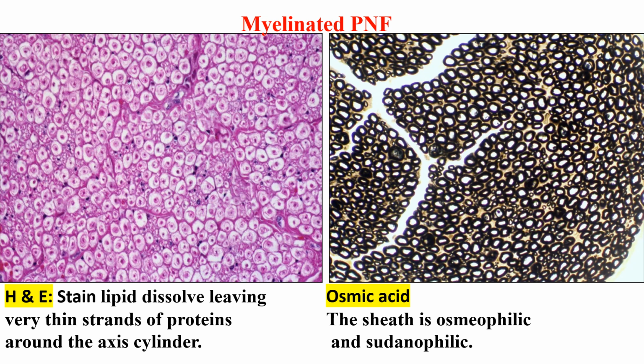preserved by osmic acid. The left side is stained by H&E, the myelin dissolved. On the right side, myelin is preserved by using a specific stain called osmic acid. It can also be stained by Sudan black.